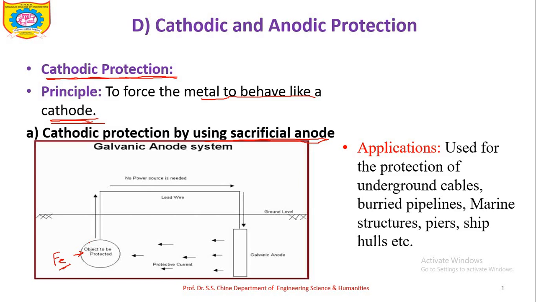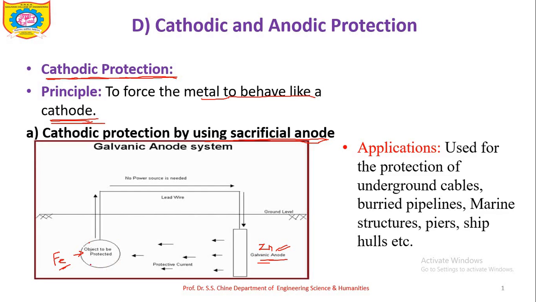So when will it behave as a cathode? If another metal which is higher placed than the iron is kept in contact with this iron, then it will act as a cathode. Suppose I kept zinc in contact with the iron. So the zinc metal will act as a galvanic anode. There is a formation of a galvanic cell. Zinc will act as anode, iron will act as cathode, and it will get protected.